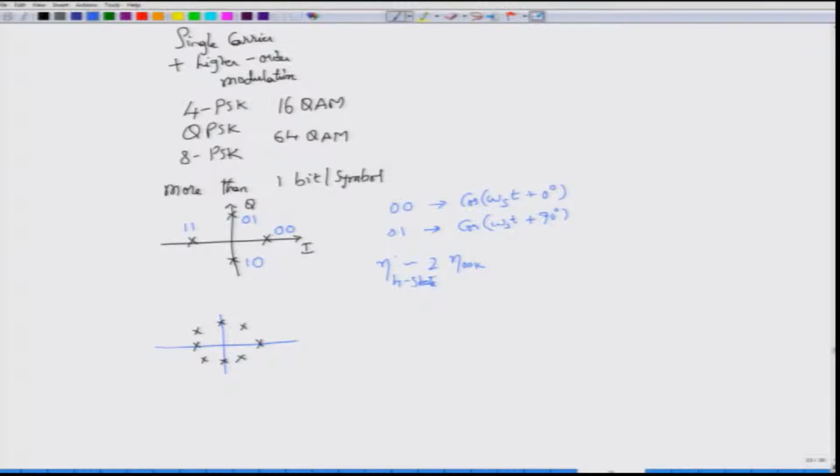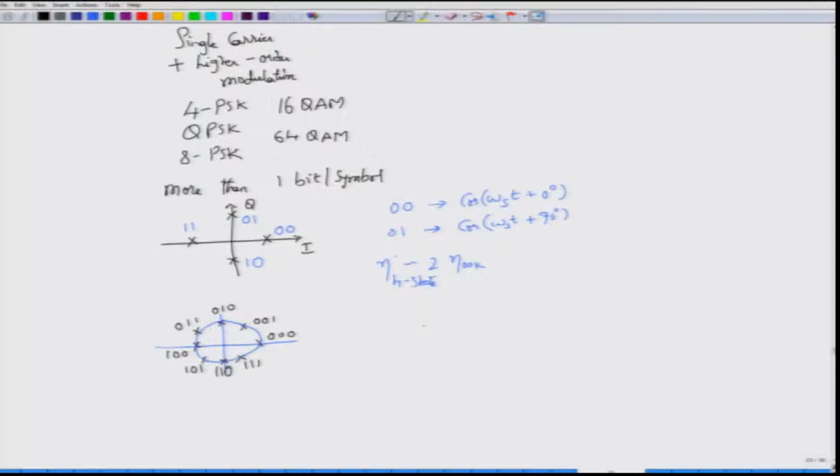So, these 8 possible states can then represent groups of 3 bits. So, you have 0 0 0, 0 0 1, 0 1 0, 0 1 1, 1 0 0, 1 0 1, 1 1 0, 1 1 1. In this case, I have not used gray coding, but I have used what is called straight binary coding. So, your spectral efficiency triples. In practice, it would not be exactly triple because of the imperfections involved. So, it would be slightly less than 3, but theoretically at least you are using the same bandwidth, but you are transmitting 3 bits per symbol. Therefore, your spectral efficiency shoots up.